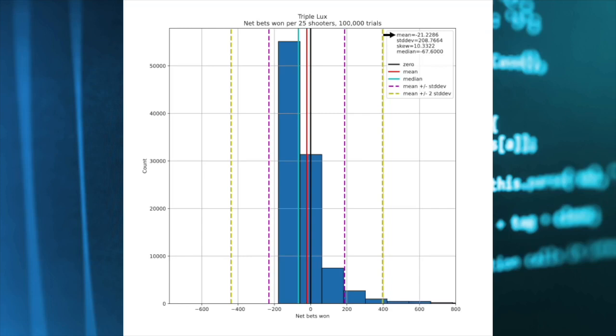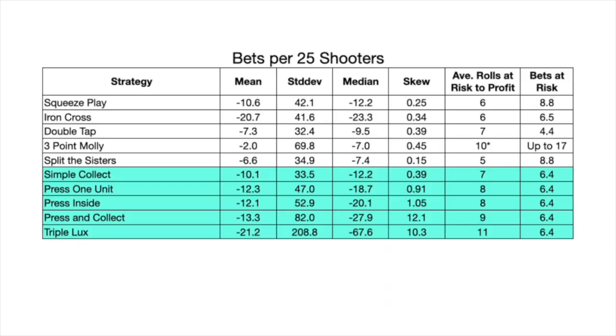Now let's take a look at how the strategies we've discussed compare to one another. Here, our 5 collection strategies have been added to the table of strategies that we've looked at in earlier videos. They're highlighted at the bottom of the table. If we compare the means and medians of our new strategies, it's clear that simple collect is the lowest risk. But also, it never wins a lot and is fairly boring to play.